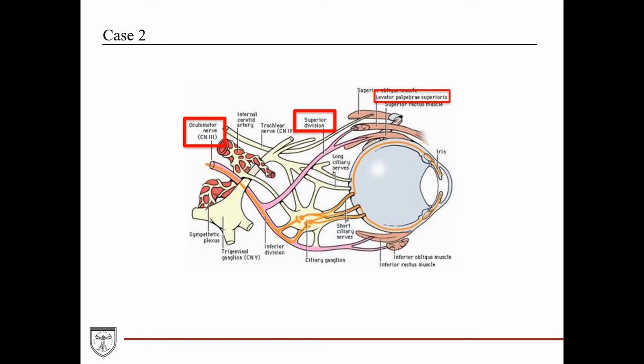And then again, here's just a diagram showing that. Here's the ocular motor nerve, here's the superior division, and then here it is innervating the levator palpebrae superioris. Awesome. Sure, no problem. Glad that cleared some things up for you.